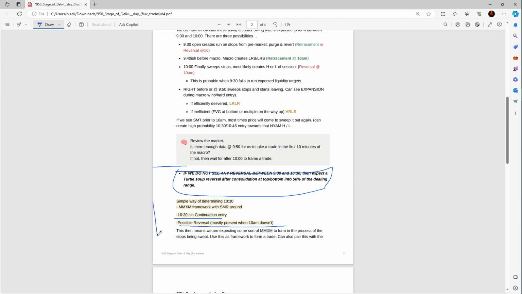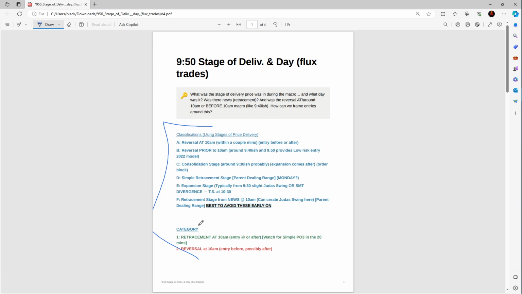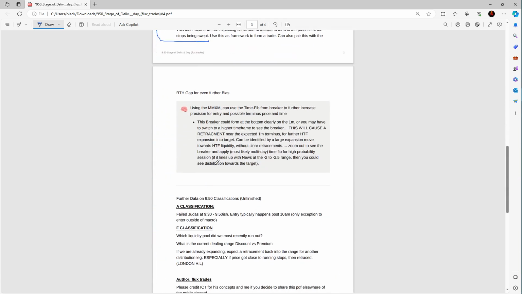So this kind of all is its own section. This is its own section. This is its own section here. RTH gap can even further the bias. So if you have an RTH gap, it's good to mark that out. It's a lot of data for sure.